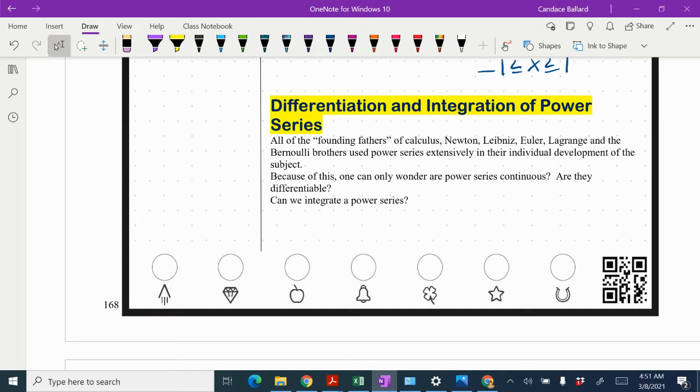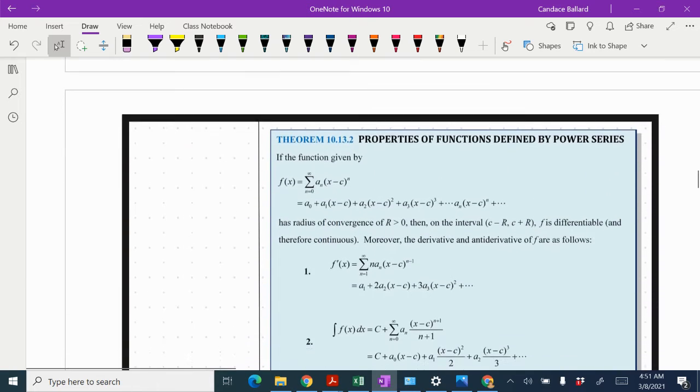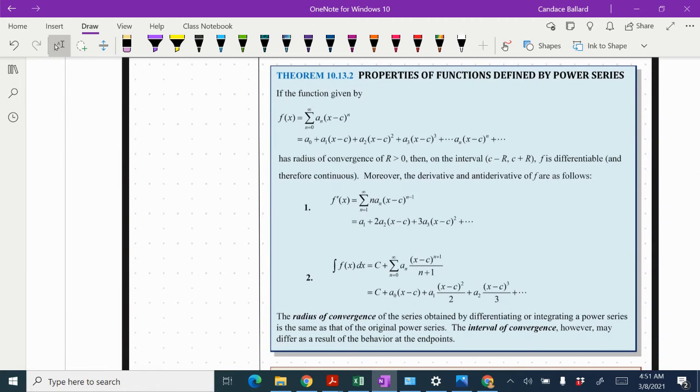Because of this, we can only wonder, are power series continuous? Are they differentiable? And can we integrate them? Because that's what we do in calculus, right? So, properties of functions defined by a power series. If the function is given by what we see as a power series, which is what we defined last time, and has a radius of convergence greater than 0, then on the interval c plus or minus r, f is differentiable and therefore continuous. Moreover, the derivative and the antiderivative are as follows.